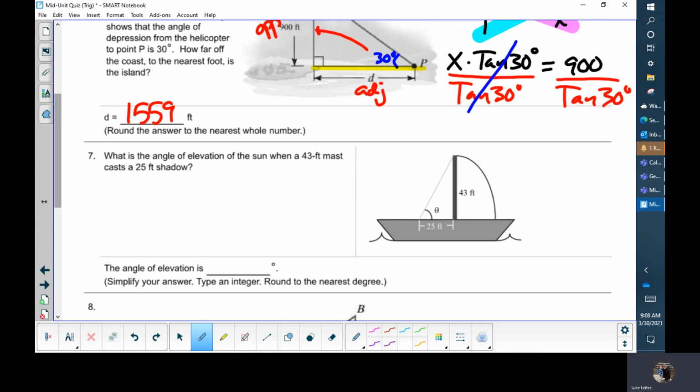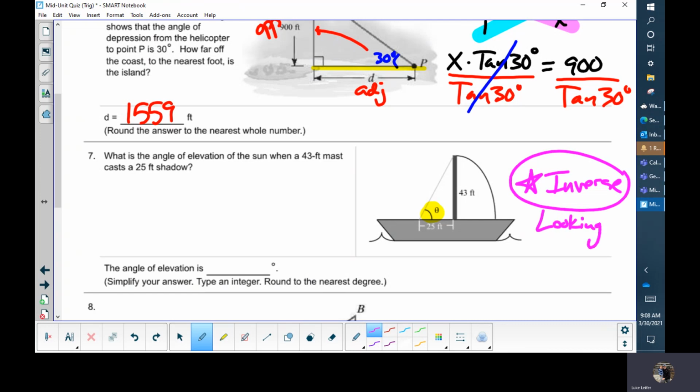Okay, number 7. This one's a little bit different. Anytime I am looking for angles, I'm going to have to do inverses. So let me write that out here. Inverse, which means you're going to have, for example, this little -1 power. That's the inverse button. It could be sine here, it could be cosine, it could be tangent. Looking for angles, I have to use the inverse buttons.